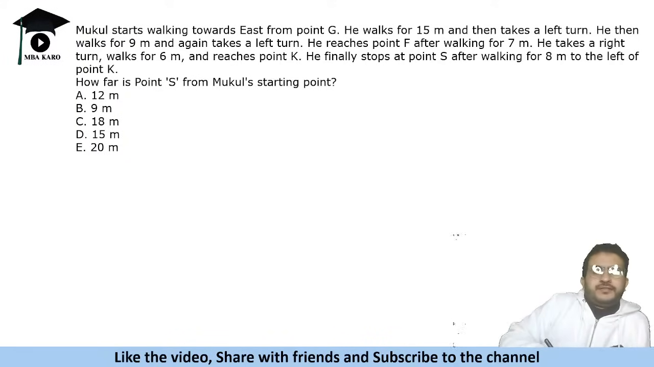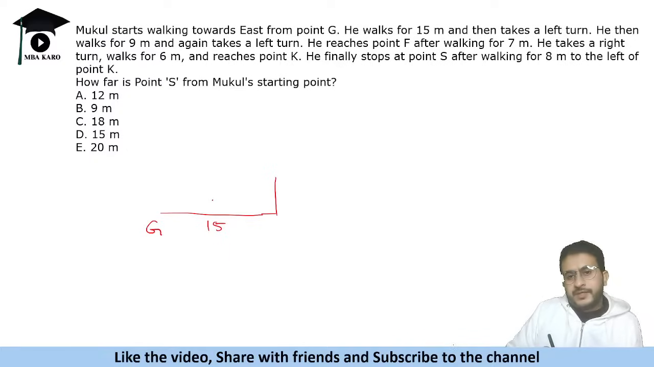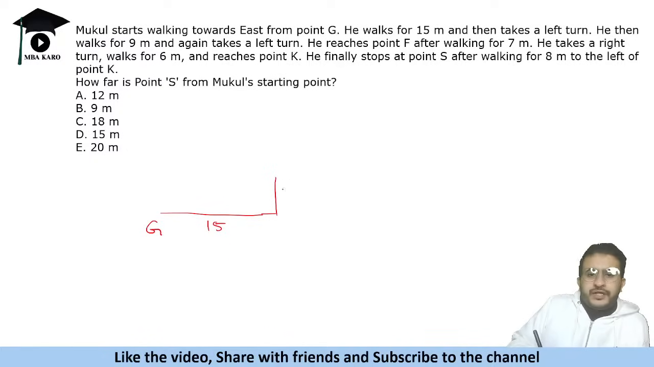So this might be an easy one. Mukul starts walking towards east from point G. He walks for 15 meters. So he goes from G 15 meters and then takes a left turn. Okay, so left turn means he goes in this direction. And then he walks for 9 meters and then again takes a left turn and he reaches point F after walking for 7 meters. So this is F taking 7 meters.